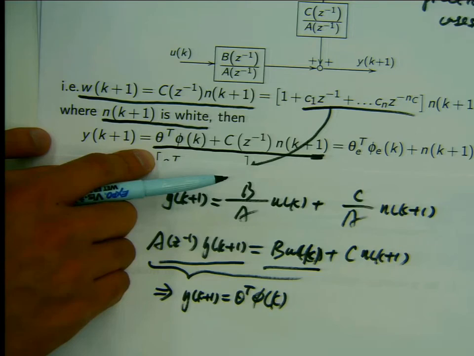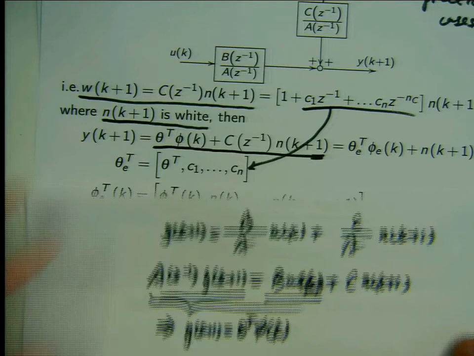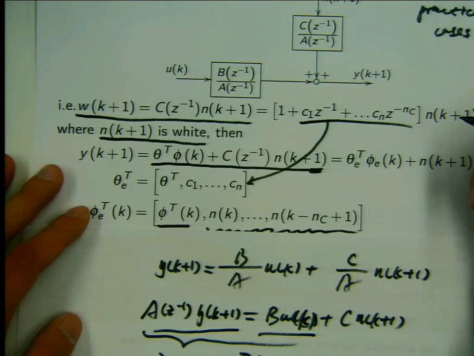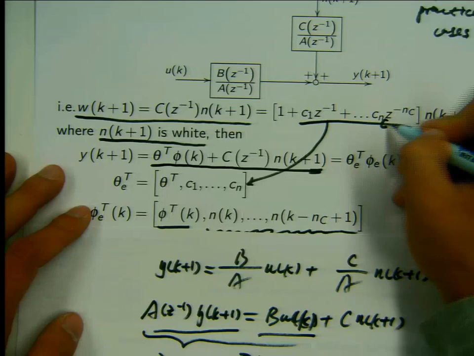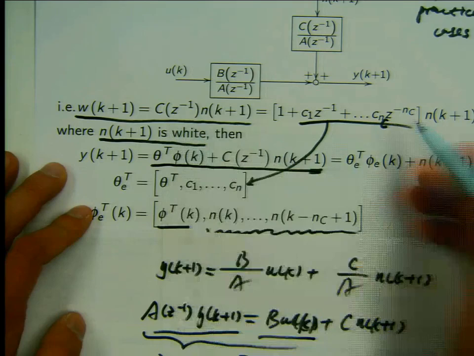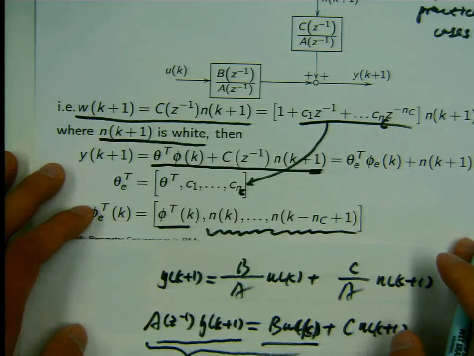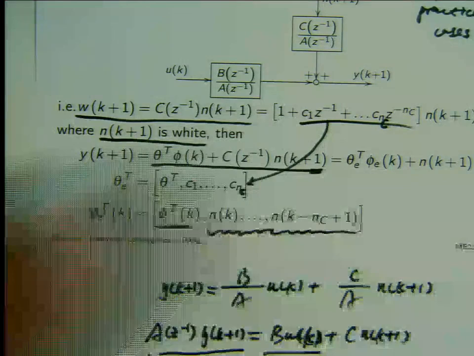Okay? So I think I will stop here, and then we'll go through these details next time. I think I will use a different notation. It's not a typo, but I will use the notation C sub nc, where nc is the order of C, to make the notation a little bit more rigorous. Okay? We'll talk about details of this extended least squares next time.